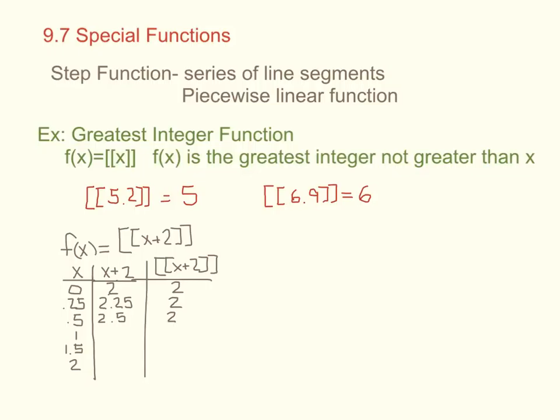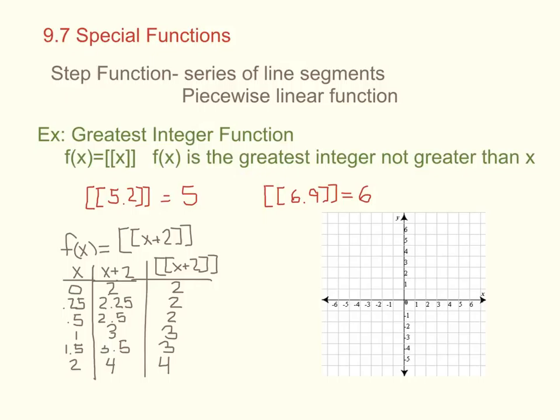If I plug in 1, I'm going to get 3. And so it's going to be 3. If I do this, I'm going to get 3.5. So it's also going to be 3. If I plug in 2, I'm going to get 4, and I'm going to get 4. Now what we're going to do is graph it.